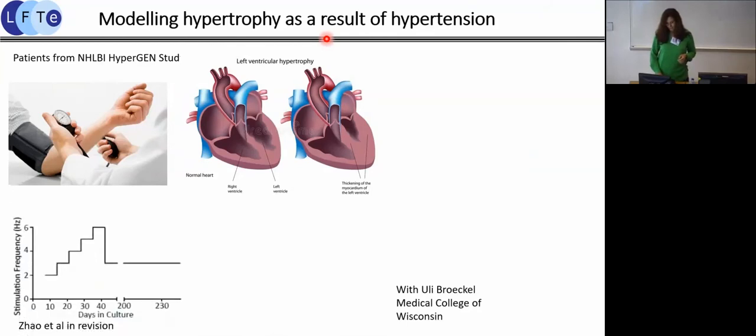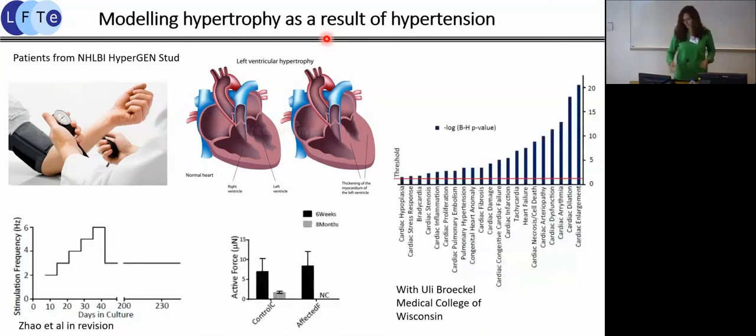So we collaborated with Uli Broeckel at the Medical College of Wisconsin. He is involved in this NIH HyperGEN study, where there are people who have high blood pressure. Some people may have high blood pressure and they will be treated with drugs and they will be fine, right? So they won't have any other serious problems with their hearts. Other people will get heart failure after 20 or 30 years of high blood pressure. So why do some people get heart failure and other people don't? That's not really fully understood, right? Because it's a very complex condition. And there are actually 6,000 people in this study who have been followed since '96.